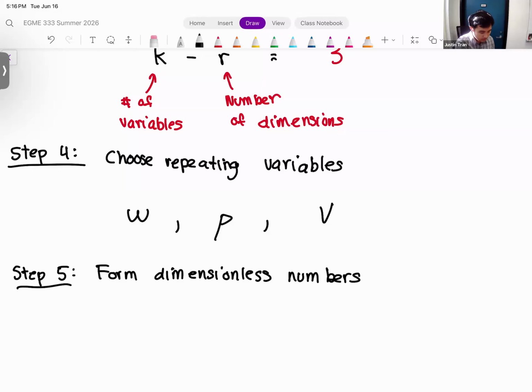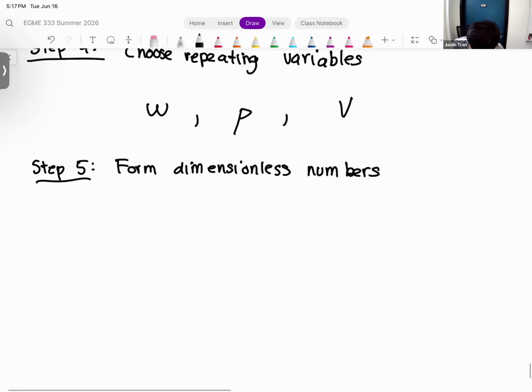Okay. So now that we've chosen our repeating variables, now we are going to form our dimensionless groups. This is where we're going to multiply each of the non-repeating variables by repeating variables and solve for their exponents to make them dimensionless. Okay, so let's just go right down the list here.